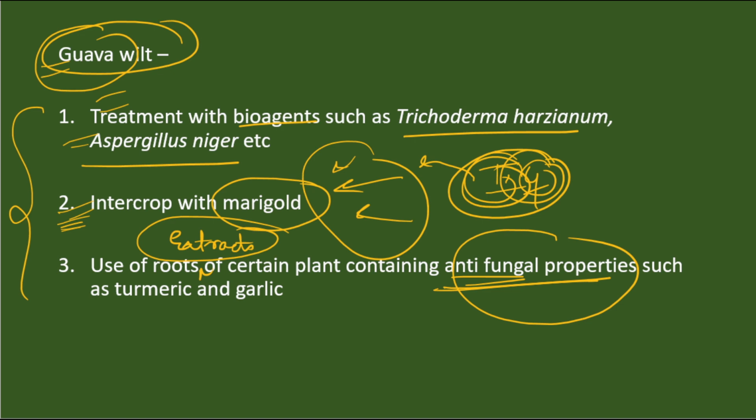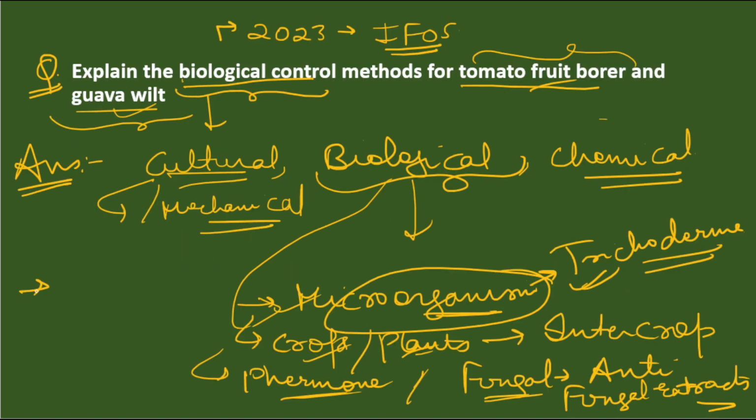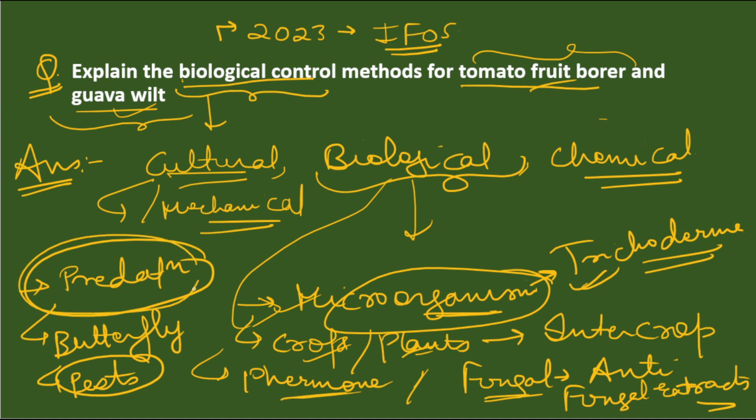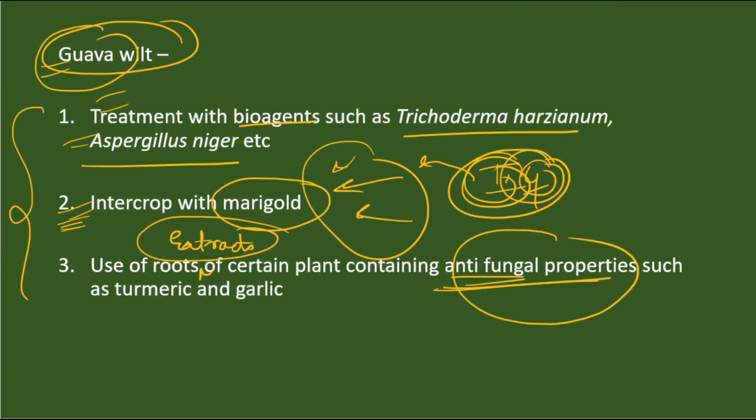One more common method we can also use is predation. I have not mentioned it here, that is use of other organisms, such as some butterfly which can feed on the pest which spreads the diseases, or which is harmful, like a borer, or something else. So natural predators can also be used, and they also come under biological control methods. But for these two crops we do not have such important natural predators.